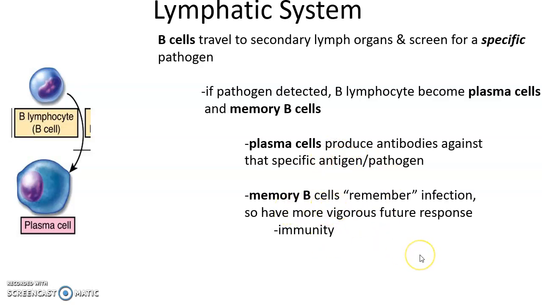The memory B cells, on the other hand, will live a long time remembering that we were infected by this pathogen, so that if we get infected again in the future, it will then help to initiate a more vigorous response so that hopefully we don't become ill the second time we're infected by the pathogen.